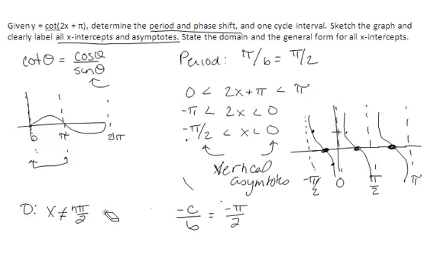for any integer n. If I want my x-intercepts, I would recognize that one x-intercept is at negative pi over 4, then pi over 4, then 3 pi over 4, that I can locate one x-intercept, and then I'm going to add on every pi over 2 units.